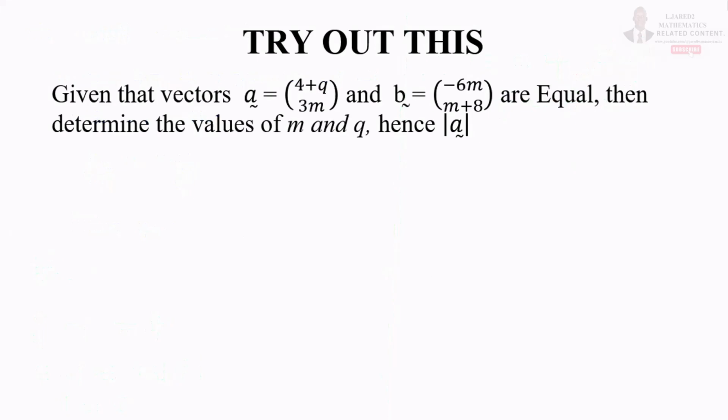You try out this. They are saying that determine, given that the vectors A equals 4 plus 2, 3m, and B equals negative m plus 8. If they are equal, then determine the values of m and q, and hence determine the magnitude of vector A.